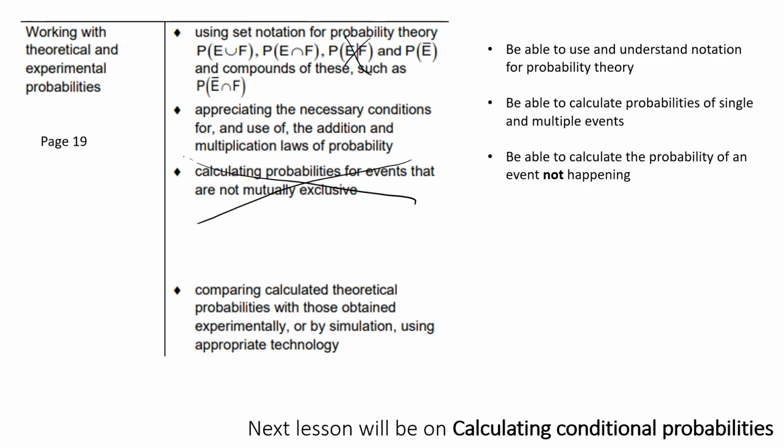That's now the end of the lesson. Now you should be able to use and understand notation for probability theory. You should be able to calculate probabilities of single and multiple events, and you should be able to calculate the probability of an event not happening.